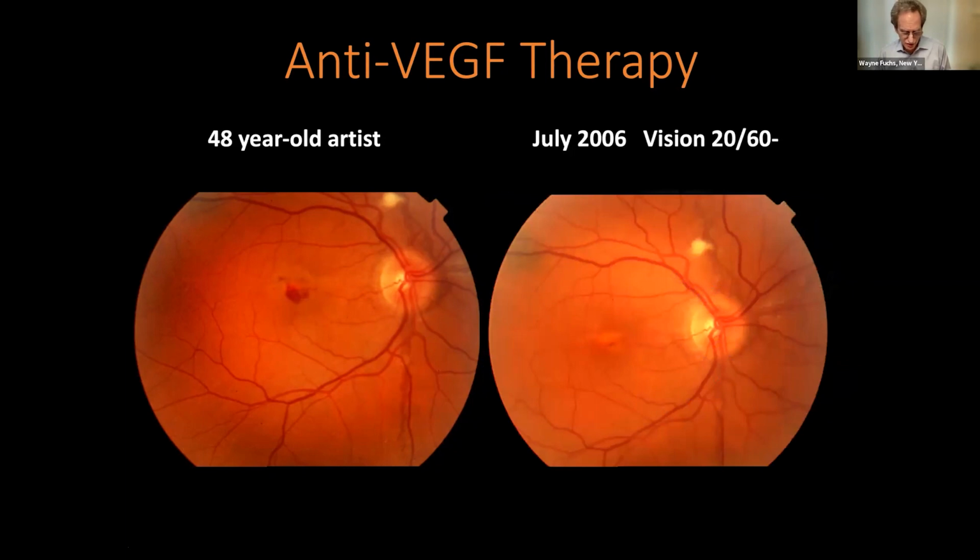After 3 injections of Lucentis, vision returned to 20/25, and this is how the patient looked. This color photo on the right. You can see the angioid streaks, the choroidal nevus, and the absence of hemorrhage.